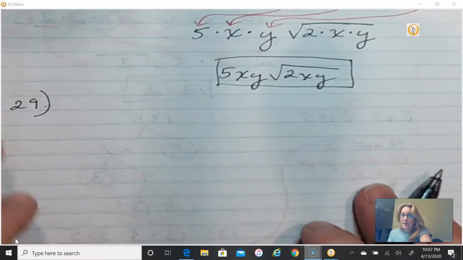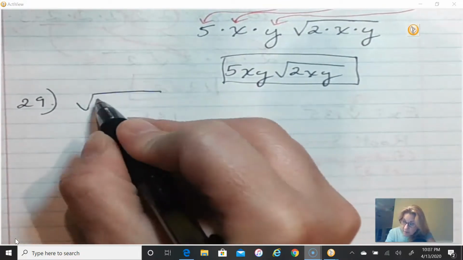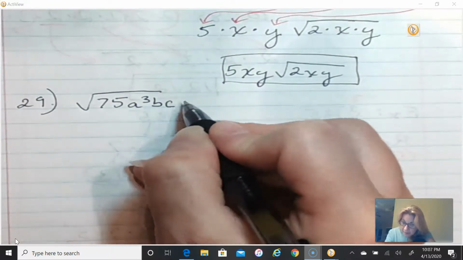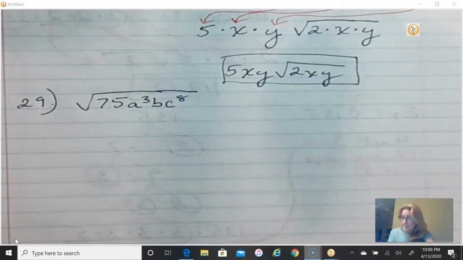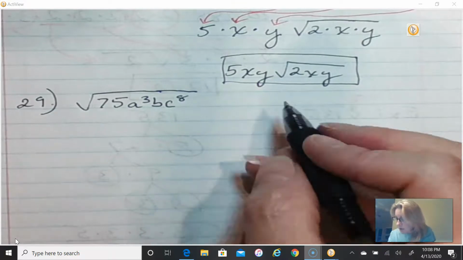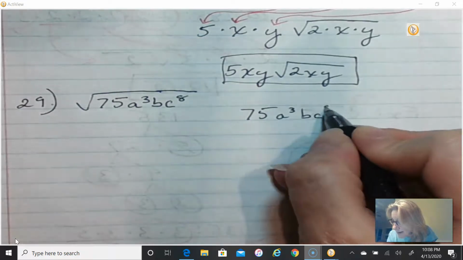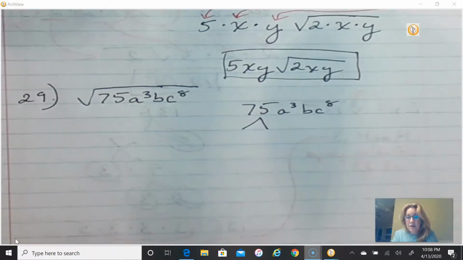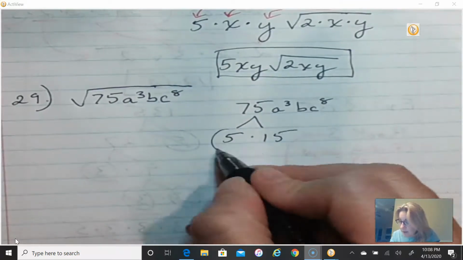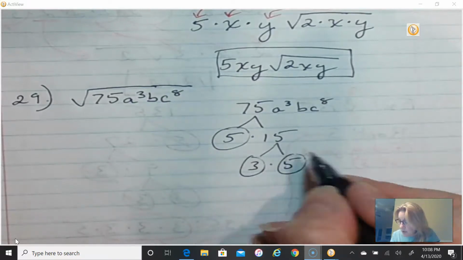Again, either rewind this and watch again, or try to do this on your own if you got it. 75 a cubed b c to the 8th power. Okay, so I'm going to come over. Ooh, that's going to be long. That's a lot of C's there. Okay, so I have 75, a cubed, b, c to the 8th. Okay, we got to do our factor tree. 5 times 15, circle your prime. 3 times 5, circle our primes.